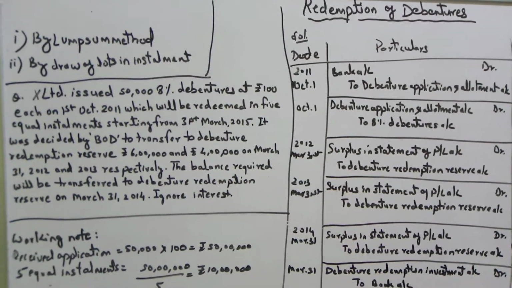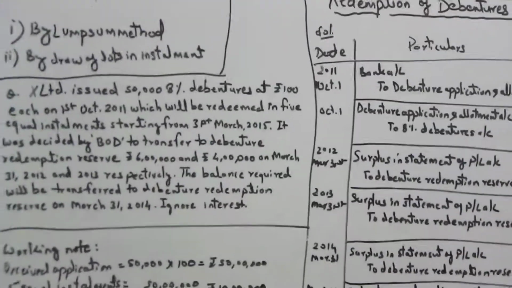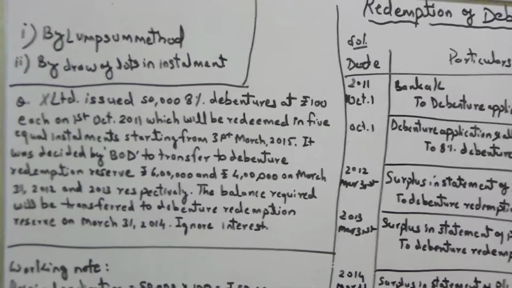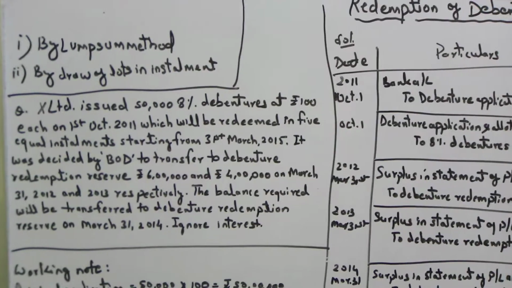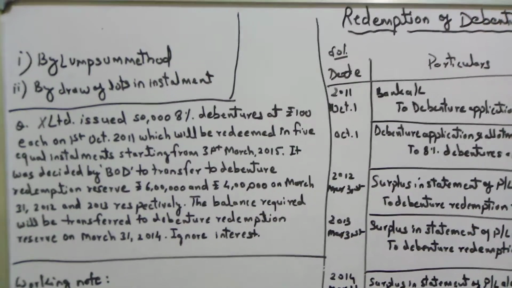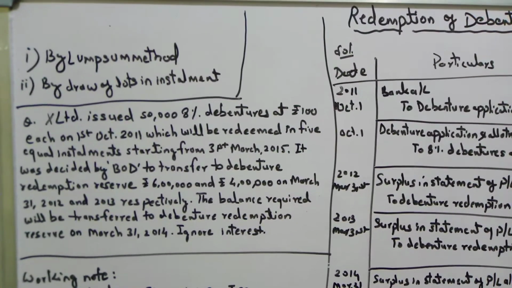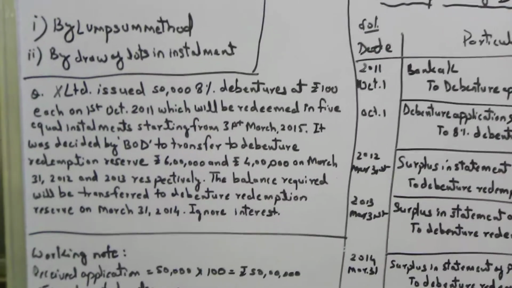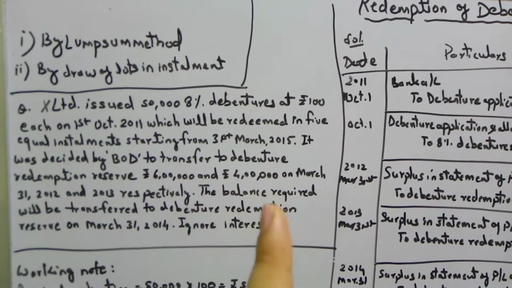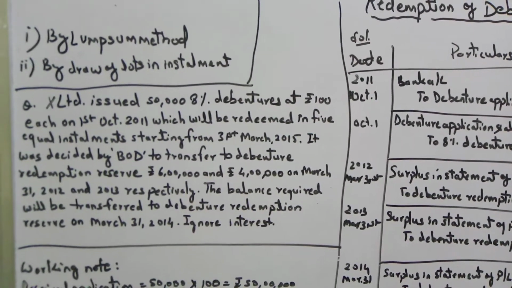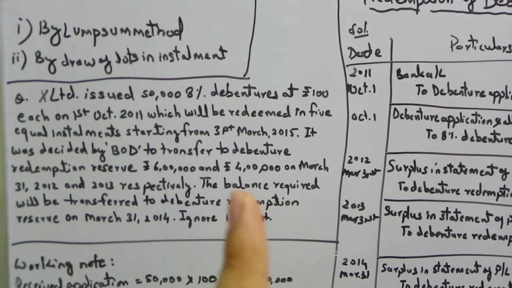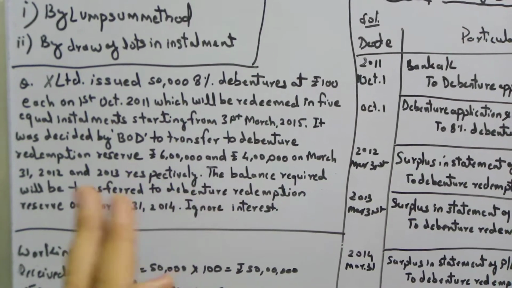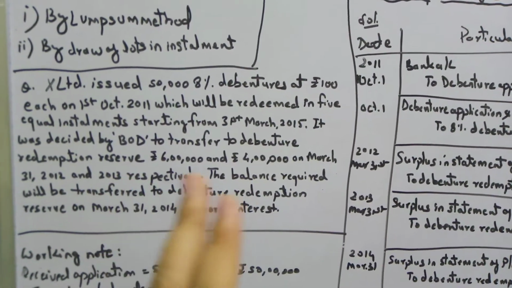Ignore interest. So, first understand the question. It is very specifically mentioned that X Limited has issued a total number of debentures, which is 50,000, that carried interest of 8%. Their face value, alternatively known as nominal value, is 100 rupees and the date is 1st of October 2011. Now it is also mentioned in the question that this has to be redeemed, that means repaid, in 5 equal installments, and that installment starting from 31st March 2015. Then it is again mentioned in the question, debenture redemption reserve.